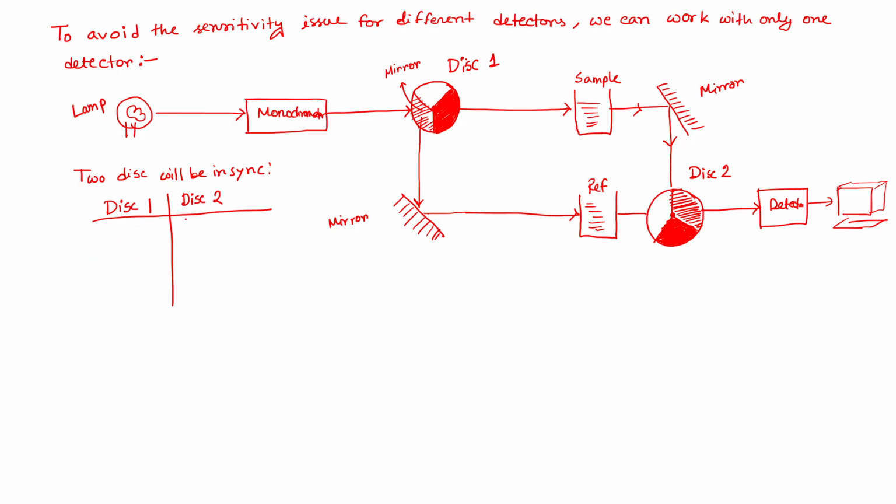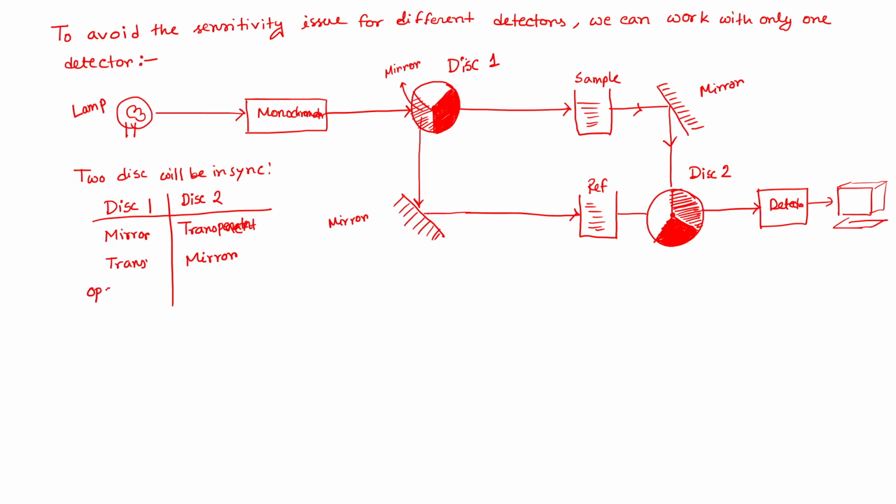When disk 1 is in mirror, then this will be transparent. When this is transparent, the intensity of light will go through the sample, it will not come here. So this should be mirror, so it will reflect the light to the detector. And when this is opaque, this will be opaque.